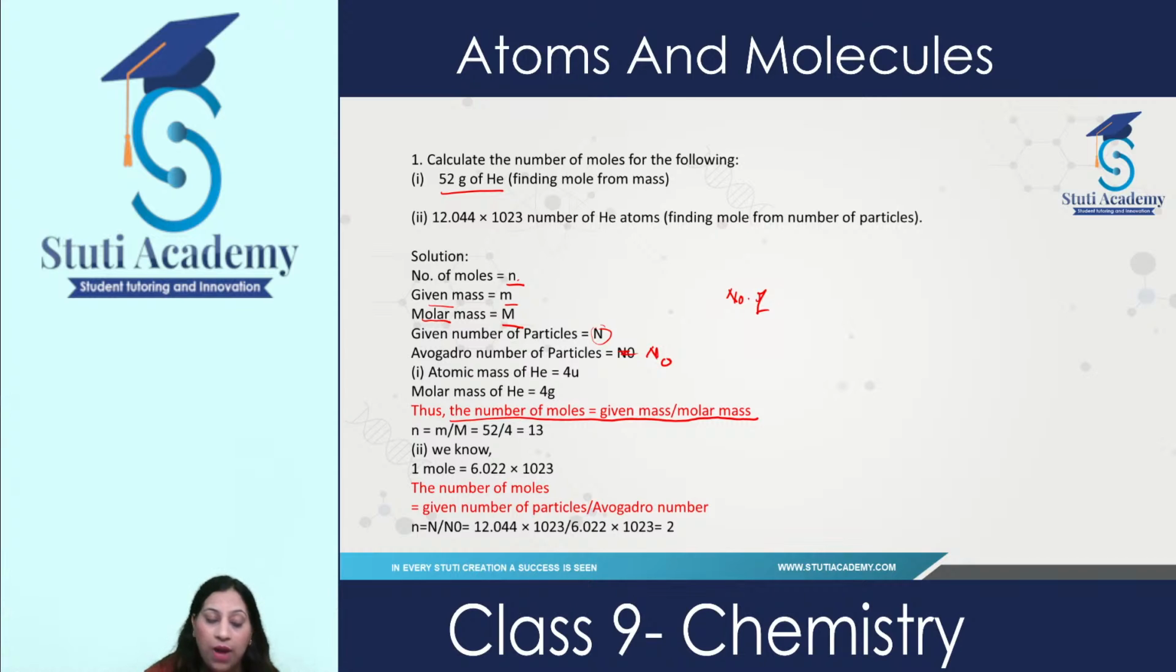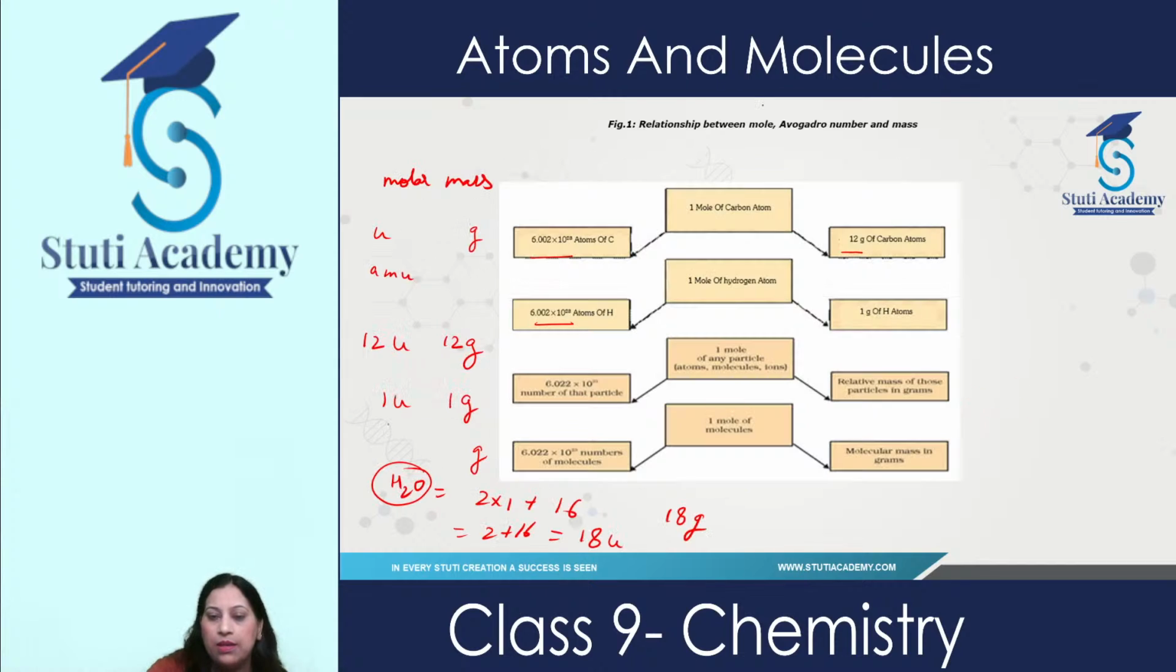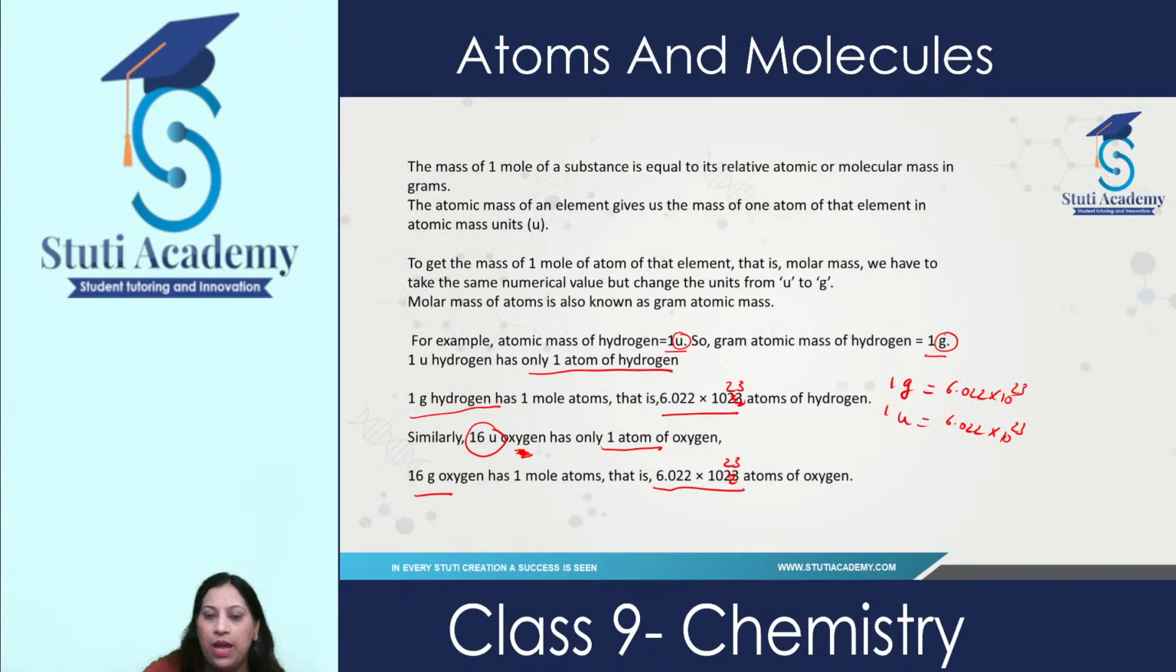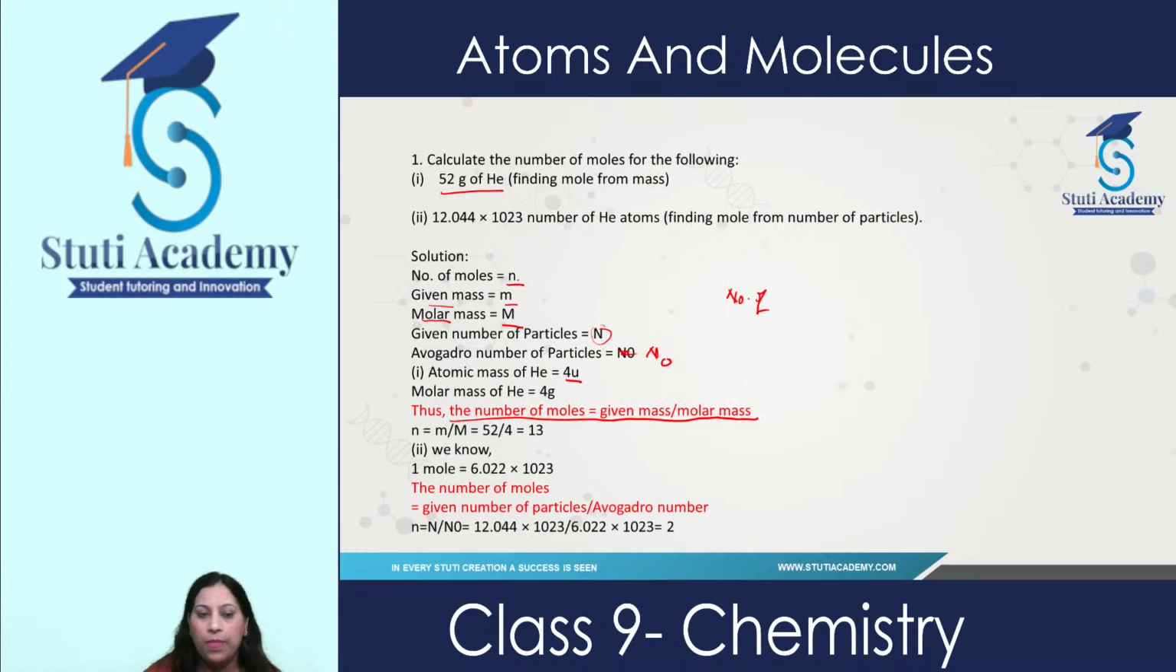Now, first you need to calculate the atomic mass of helium, which is 4 u. If you look at the table, helium is written here, it is 4. So that's why I have written 4 here. And atomic mass and molar mass are both the same, only the unit differs. So in place of u, we can write gram.